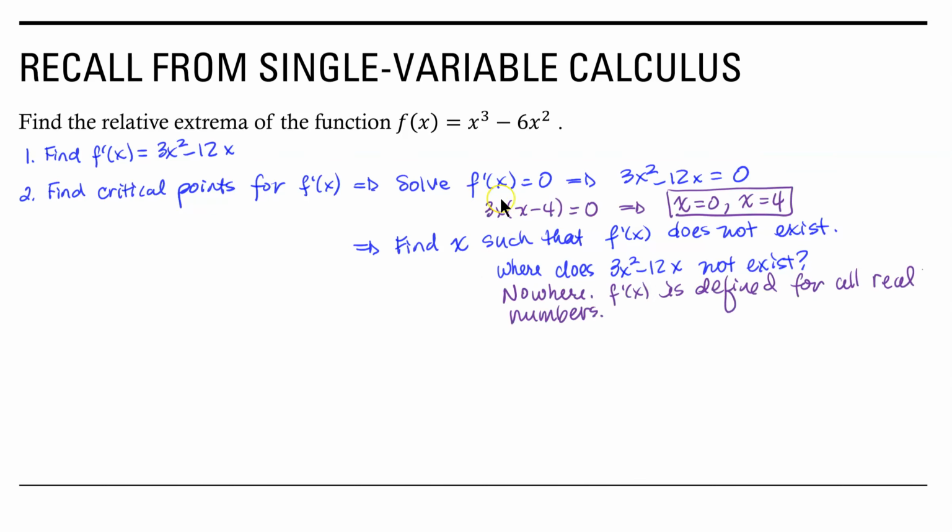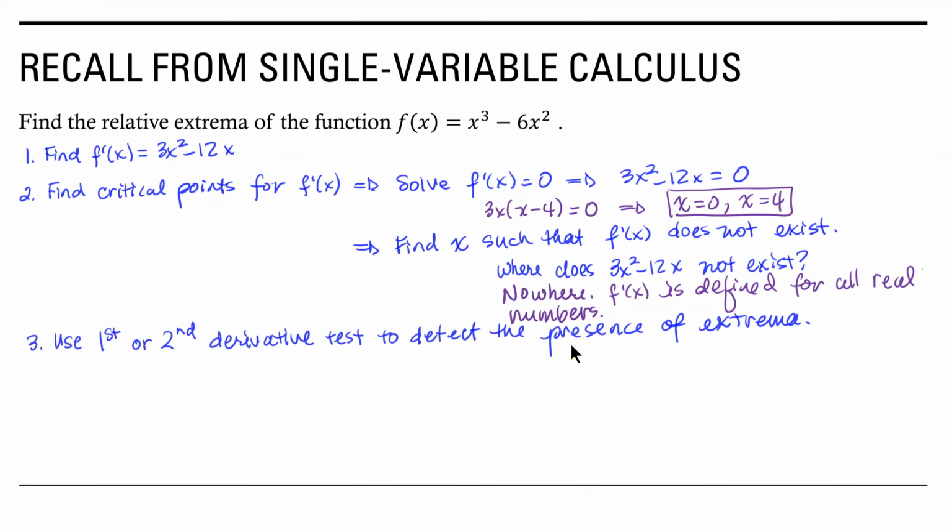So let's answer those two questions. If we're interested in where our derivative equals 0, in this particular case, we would factor and get 3x times the quantity x minus 4, which gives us two critical points, x equals 0 and x equals 4. If we're considering where does 3x squared minus 12x not exist, well, the answer to that is nowhere. Our derivative function is defined for all real numbers. So we really only have two critical numbers, x equals 0 and x equals 4.